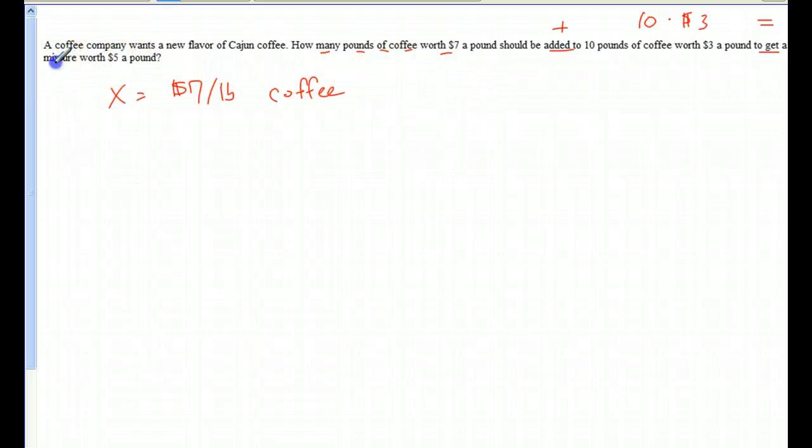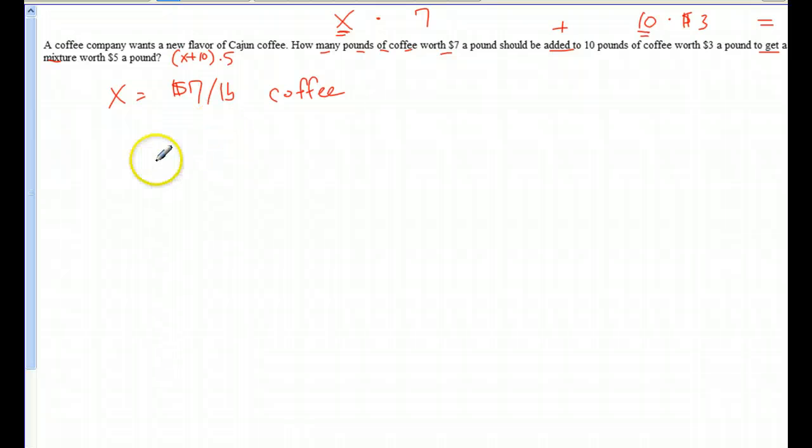So the mixture, meaning X, there's times the $7 a pound, added to $10 a pound. So X is the amount of $7 coffee. 10 is the amount of $3 coffee. How much coffee do we have together? We have X plus 10. So X plus 10 times $5 a pound. Alright, so there's your setup.